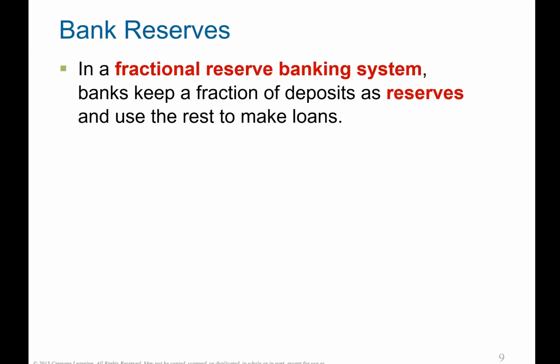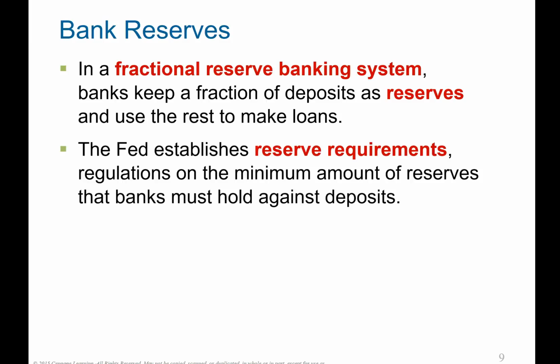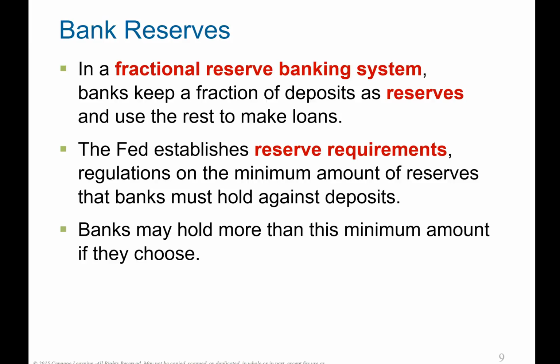To understand this policy and why it needs to be made, we need to understand the fractional reserve banking system, where banks keep only a fraction of deposits as reserves and the rest is used to make loans. The Fed will establish reserve requirements, which are regulations on how much must be kept in reserve, and that's going to influence how much can be made in loans. The amount that must be held in reserve is going to be adjusted to make different loan amounts possible.